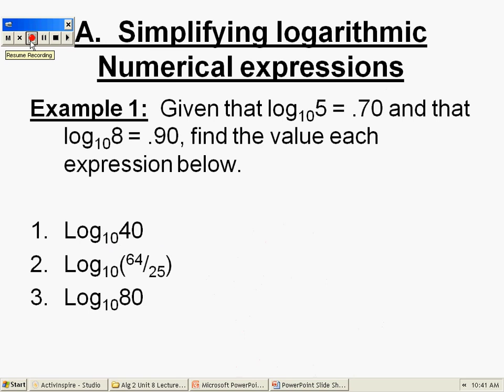Go ahead and write down number 2, please. Log base 10 of 64/25. All right, well, look at the numbers that they're giving us. 64 and 25. I need to turn those into 8 and 5 somehow. Can you guys fathom how that would be?